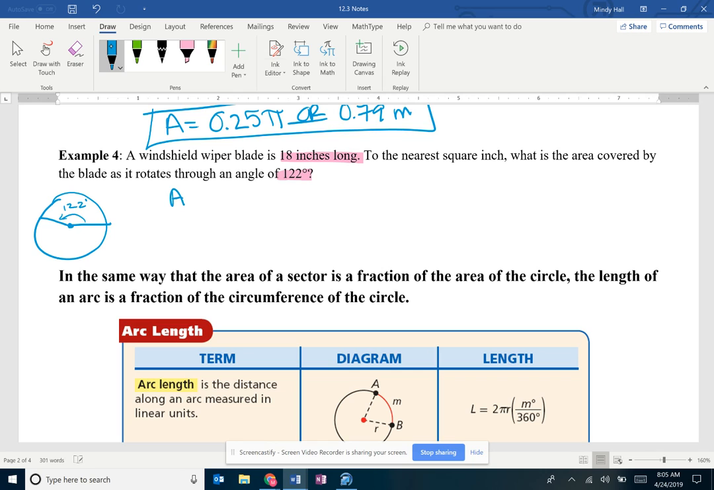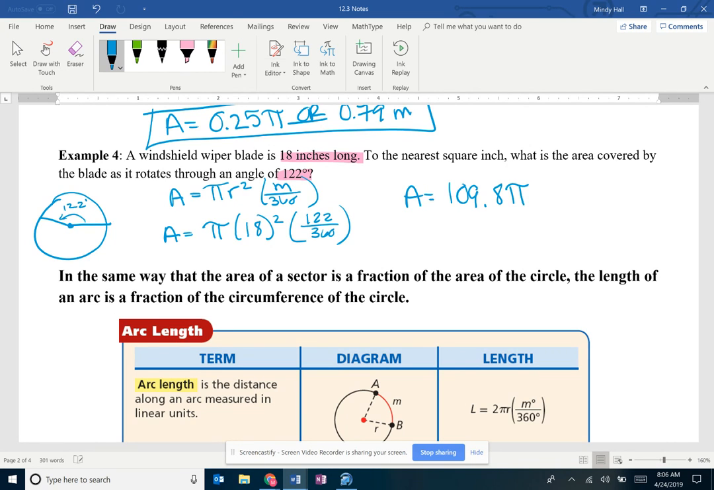So still using the same formula, pi r squared times m over 360. Our radius is 18 because that's how long the windshield wiper actually is. And then we have 122 divided by 360. So in the calculator, I would do 18 squared times 122 divided by 360. That would give me an area of 109.8 pi. And then I multiply the pi in to make it 344.95 inches squared.